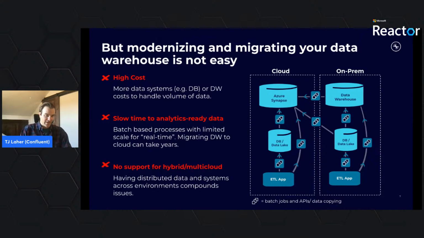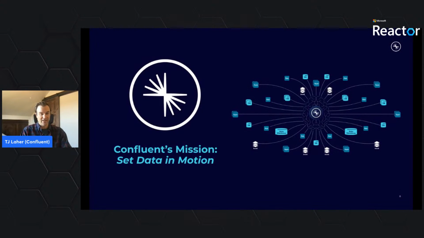So how does Confluent fit into this picture? How does Confluent help accelerate your migration? First and foremost, Confluent's mission at its core is to set data in motion. So what is data in motion? It's a new term, but it's in comparison to the data at rest paradigm that we're all really familiar with. Data in motion takes the computer science of underlying traditional databases and really turns it on its head.